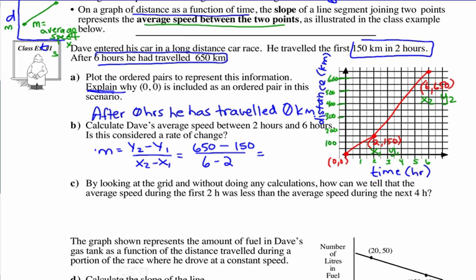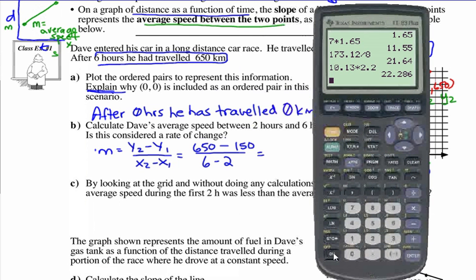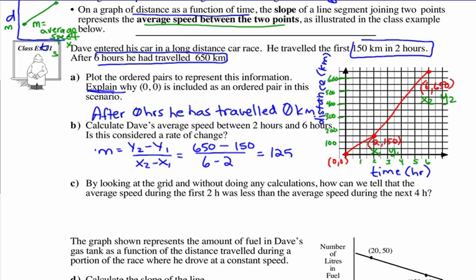Remember, if you were to plug this into your calculator, you would need to make sure you put brackets around your numerator and denominator if you want to do it all at once. So 650 minus 150, bracket, divided by bracket, 6 minus 2, and then 125. Now we want to include those units. Remember your y's on top, and vertical is distance in kilometers, and horizontal is on the denominator, which was in hours. So that's kilometers per hour. So the rate of change was 125 kilometers per hour.